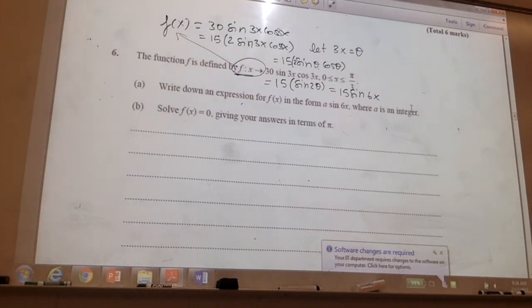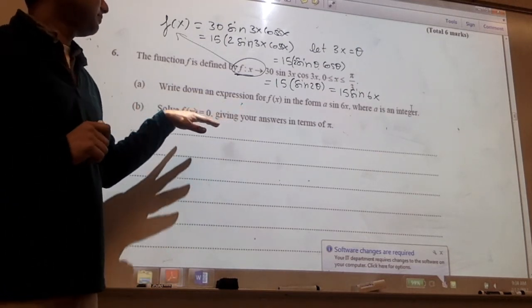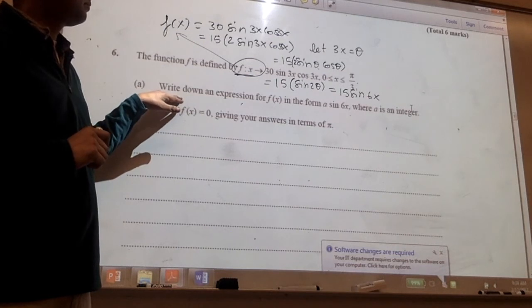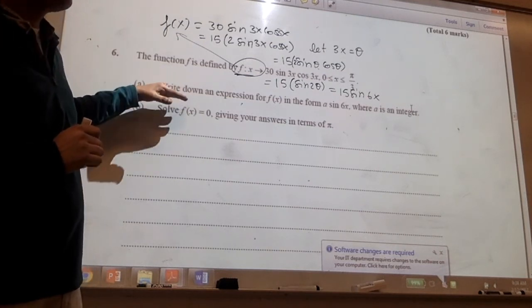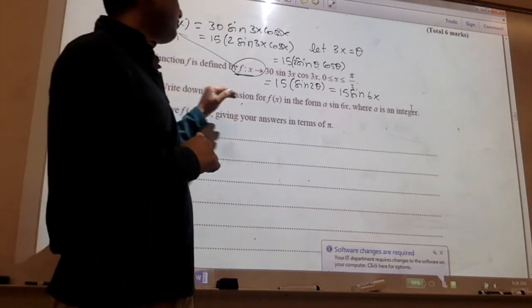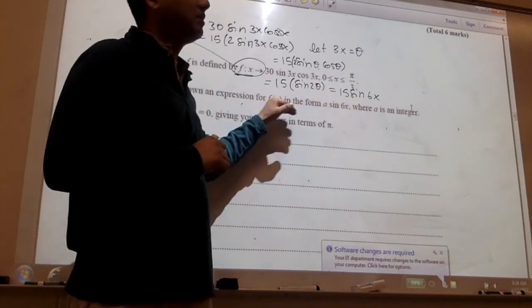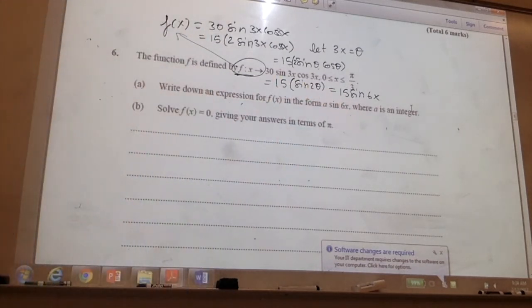Are we good? Do you have any questions so far? So have we got the A part? This is in the form of A sine 6x, where A is 15 in this case.